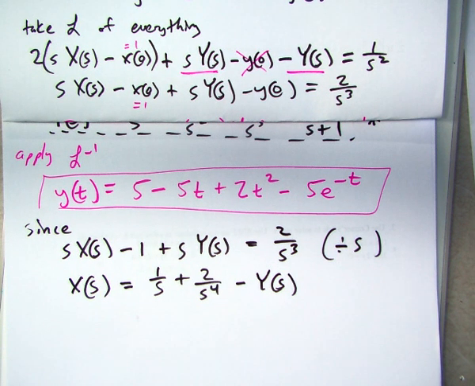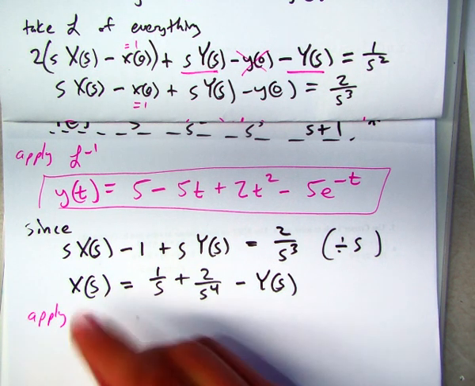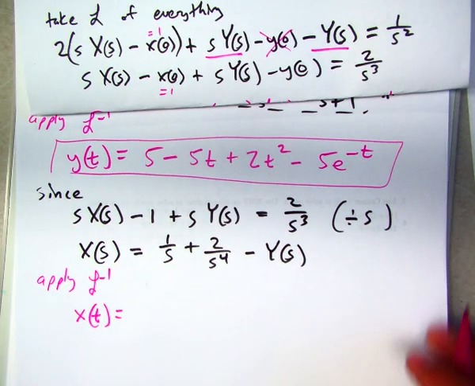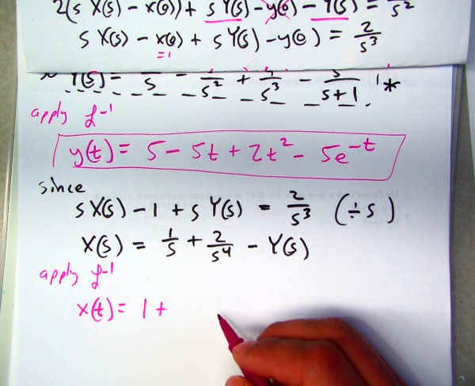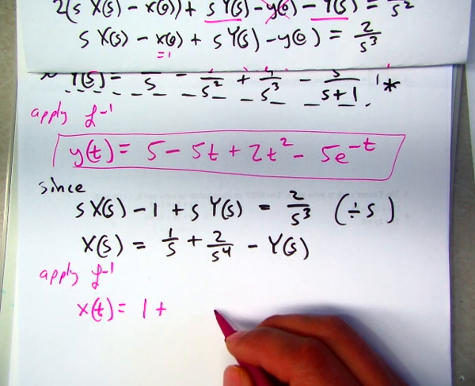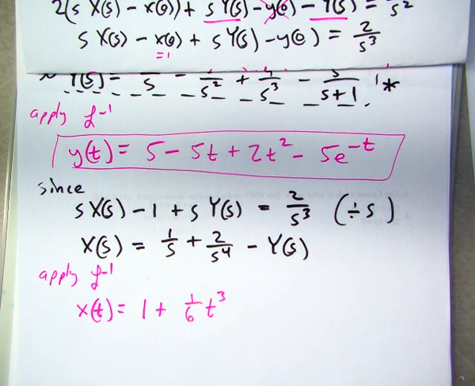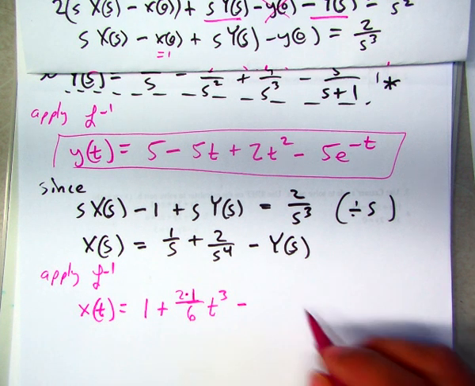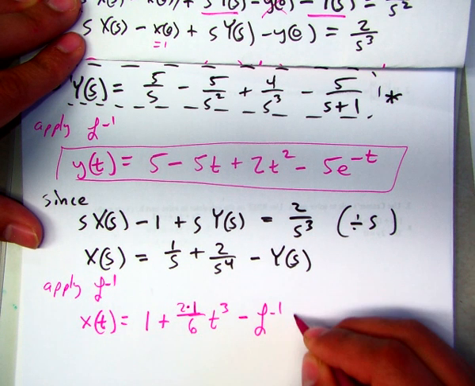And see, now once you have the first one, it's not too bad. So here we apply the inverse transform again. So now we get X of t. The inverse of 1 over s is just 1. The inverse of 2 over s to the 4, that comes from t cubed, and it'd be 1/3 t cubed, because it's 2 times 1/6, which I'll clean up later. Minus, and now what we want to do is plug in Y of s, so I still have yet to take the inverse transform of it.